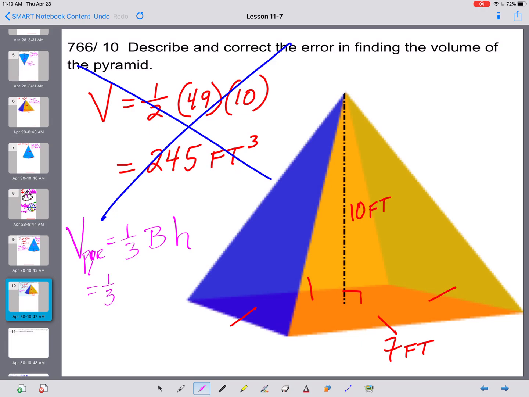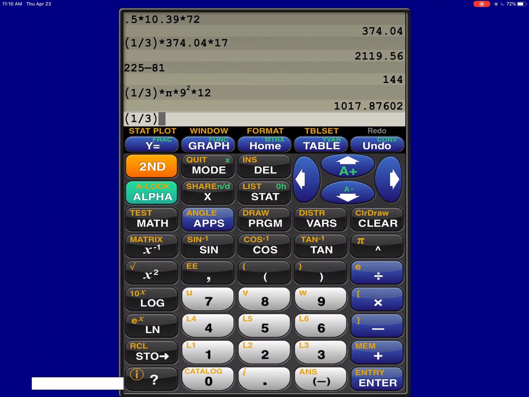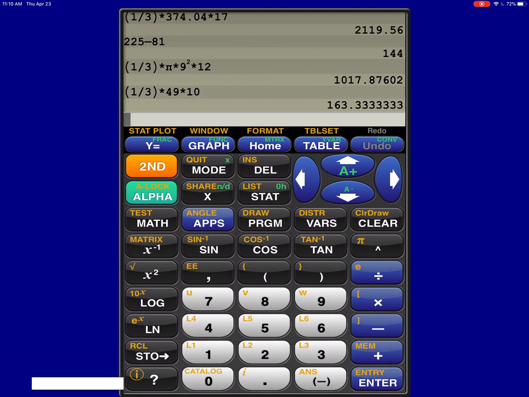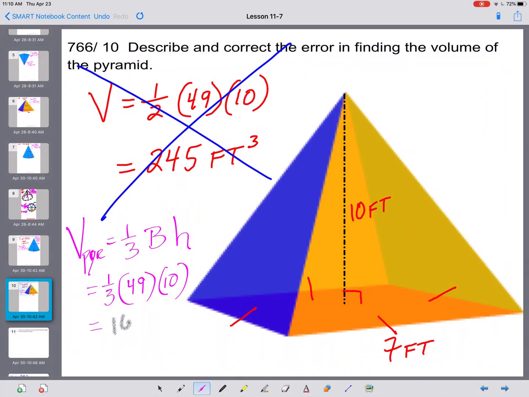Yeah, it's 7 times 7, so that's 49. That's good. The height is right down the middle. That's 10. Okay, now let's do it. 1/3, 49 times 10. 1/3, good, times 49 times 10. There it is. 1/3 base area times the height right down the middle. 163.33 are the units. Let's go feet cubed. Great.